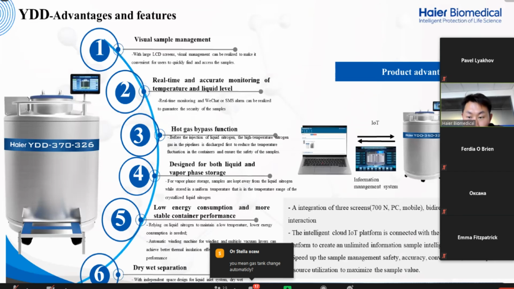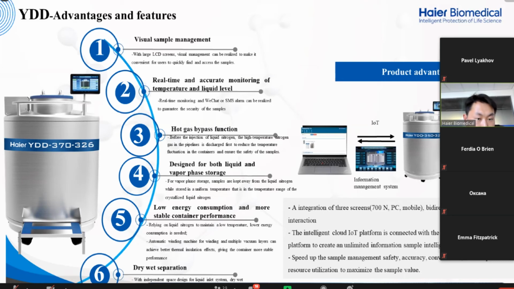And the product advantages, there are six advantages. The virtual sample management, the LCD screen, the touch screen control system. When you have an order, you can choose to use it or not. It depends on your need. But according to the present situation, it is best to order that.